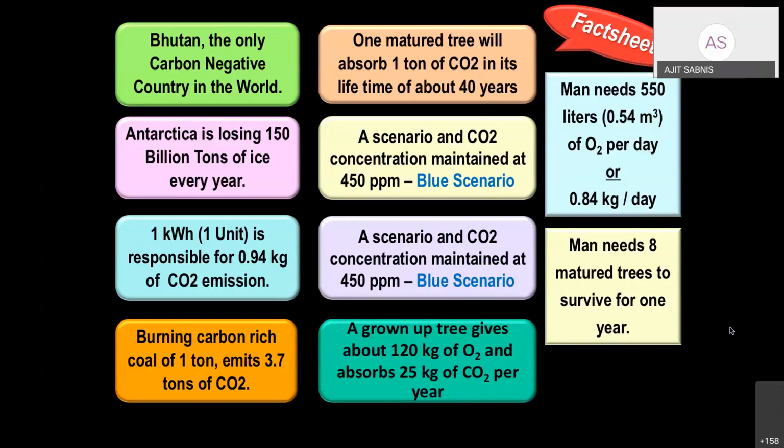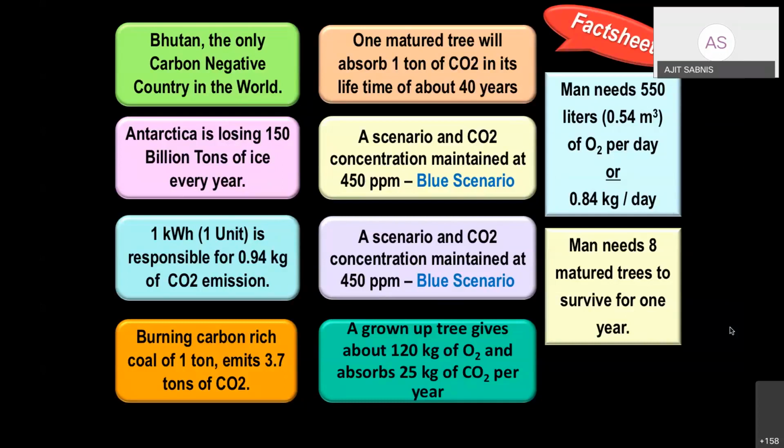Everybody knows that if they cut one tree, they plant 5 trees. They have developed carbon sinks for carbon sequestration. A lot of afforestation has taken place, and that is how it actually becomes carbon negative. The requirement is mainly met with hydro power stations and clean energy generation. And the second one is Antarctica, which is losing 150 billion tons of ice every year.